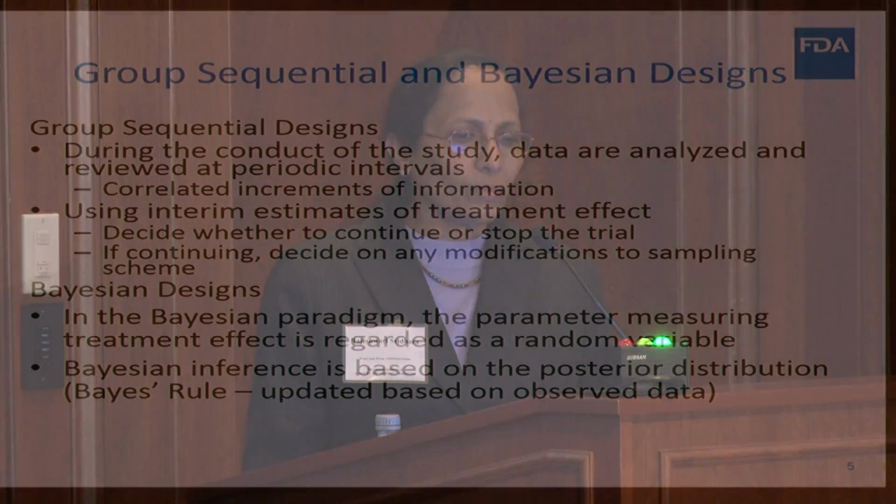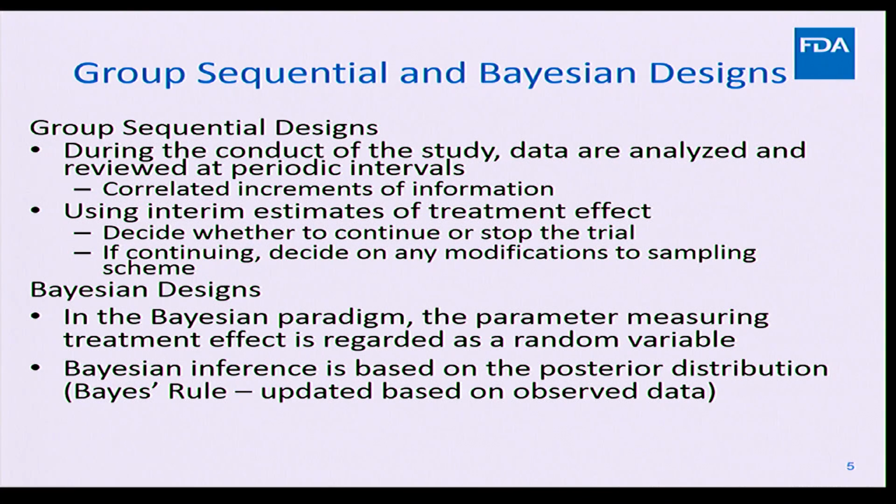So we have two broad kinds of adaptive designs that we have been using. One is the group sequential design, which most of us are familiar with, and almost all cancer studies use group sequential designs. During the conduct of the study, data are analyzed and reviewed at periodic intervals, and these intervals are pre-specified. And here we assume that there is a correlated increment of information that is flowing in. So using interim estimates of treatment effect, you could either continue the trial or stop the trial, either for futility or efficacy. You can also decide to modify and, say, increase the sample size, or you can even say we are going to only study a subset beyond that interim analysis.